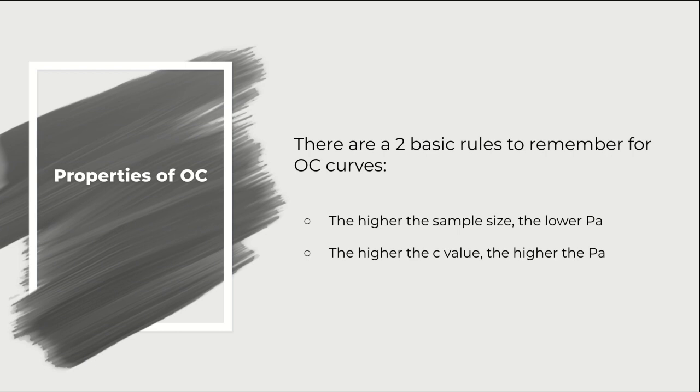So what are some properties of OC curves? There are basically 2 golden rules to remember for OC curves. Firstly, the higher the sample size, the lower your probability of acceptance will be. And secondly, the higher the C value, the higher the probability of acceptance. And we can see this in further detail in the next slide.